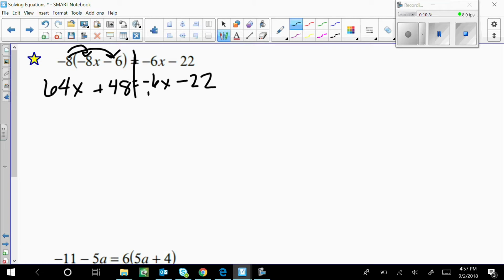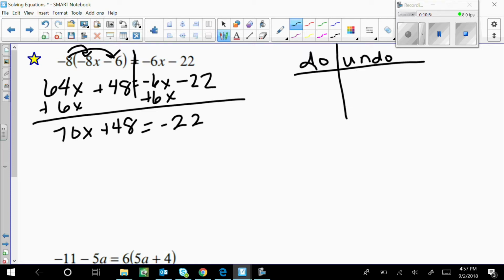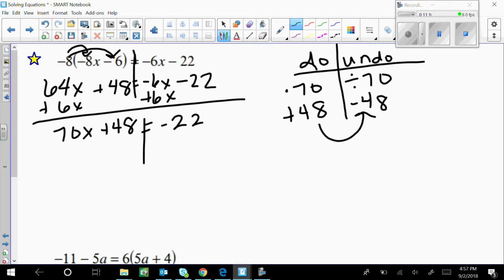And I'm going to do the inverse operation. So I'm going to add 6x to both sides. That would give me 70x plus 48 equals negative 22. And now I'm able to do my do and undo. I have multiply by 70, add 48. My inverse operation of addition is subtraction, subtract 48, and then divide by 70.